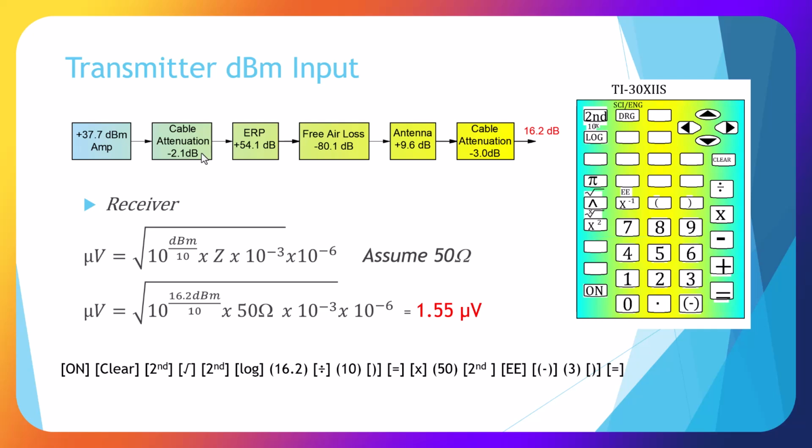Here's our complete system dB, with all our ERP answers, plus 54.1 dB. This is here for you to look at. Our free air loss is minus 80.1 dB. Our antenna gain going into our receiver is plus 9.6 dB, and our cable attenuation going into our receiver is minus 3 dB, and we come up with 16.2 dBm.